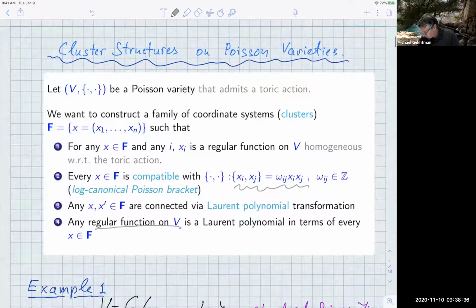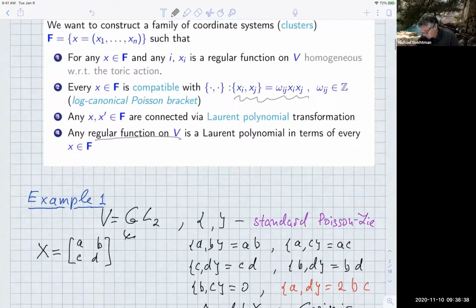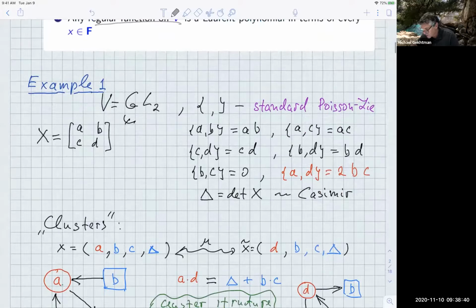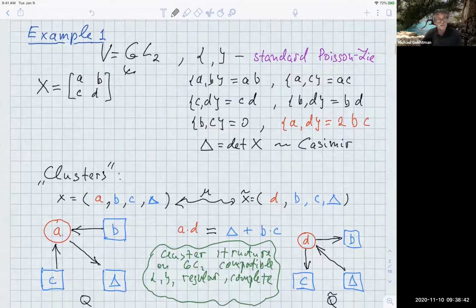So maybe I should look at the simplest possible example of where this is happening. This is just GL2 with the standard Poisson-Lie bracket, which I just listed here. It's already almost log canonical. Among the six Poisson brackets between matrix entries, almost all of them have this log canonical property, except for this one. And we have a Casimir, which is the determinant.